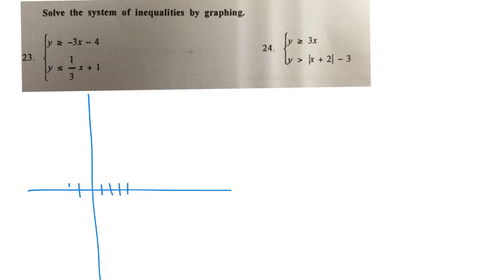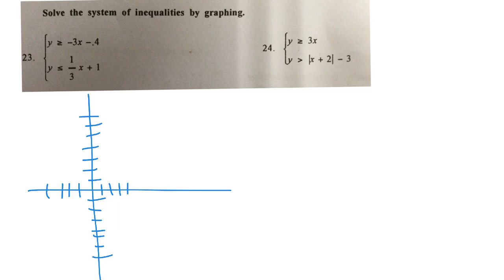Numbers 23 and 24 are solve the inequalities by graphing. Inequalities require shading. So we have, let's see, they're both in y equals mx plus b form. It's not going to be a perfect graph, especially on this. It's kind of hard to do good ones.